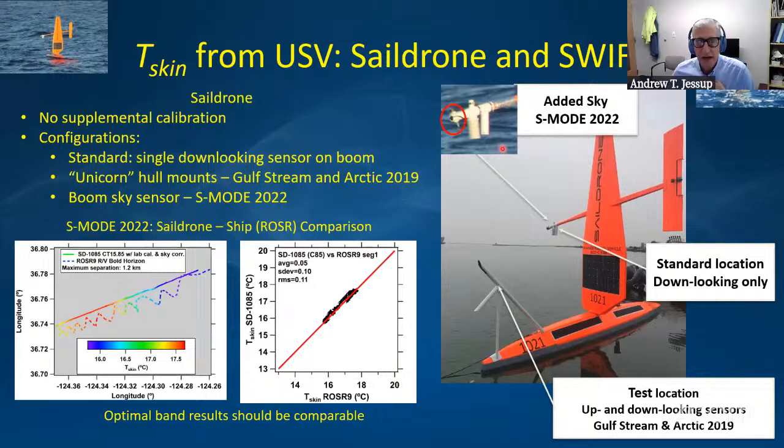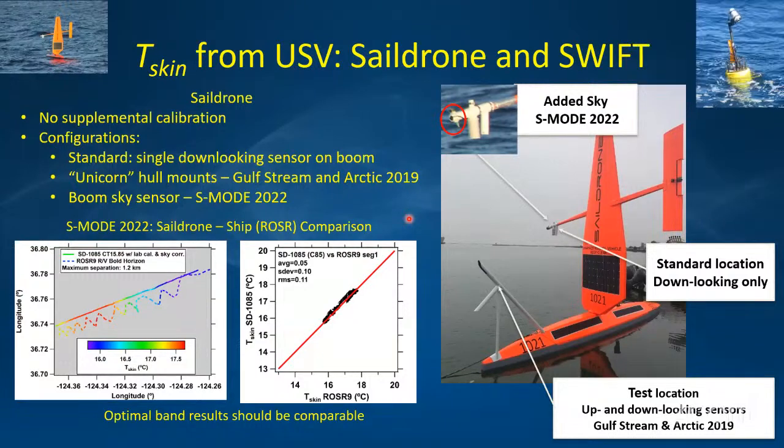Right. Okay. So yeah, on the SMODE cruise, there was just the radiometer on the boom and then the sky radiometer that was added. So this configuration on the bow was not available on the SMODE cruise. So this is just the boom measurement. Yeah. So that shows really good promise. We would need to retrofit the sail drones with the optical band radiometers, and then I think we could get a good skin temperature measurement going into the future.